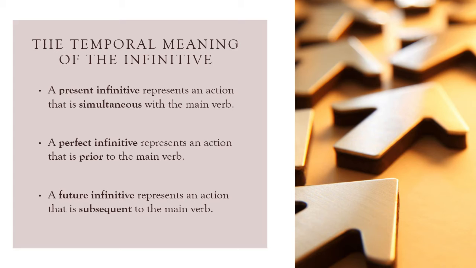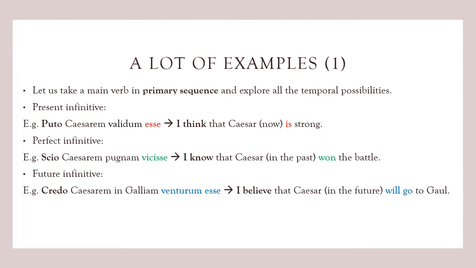A present infinitive represents an action that is simultaneous with the main verb. A perfect infinitive represents an action that is prior to the main verb, while a future infinitive represents an action that is subsequent to the main verb. So, in other words, the tense of the infinitive in the subordinate clause tells you how you have to translate it in English. Let's take some examples so that you understand it in a better way.